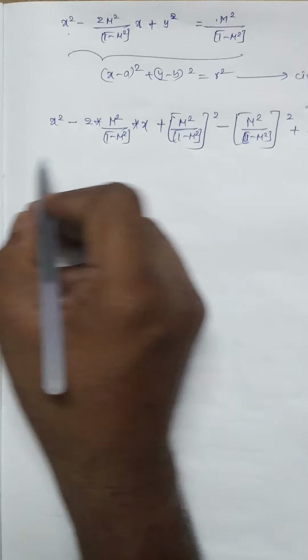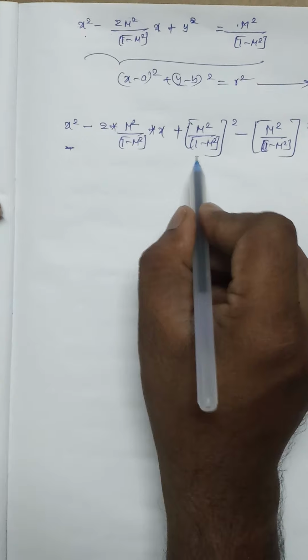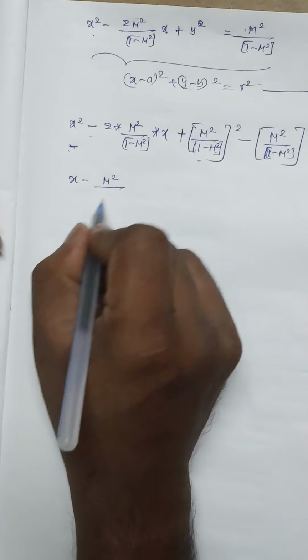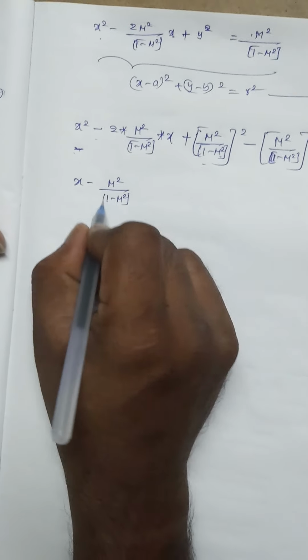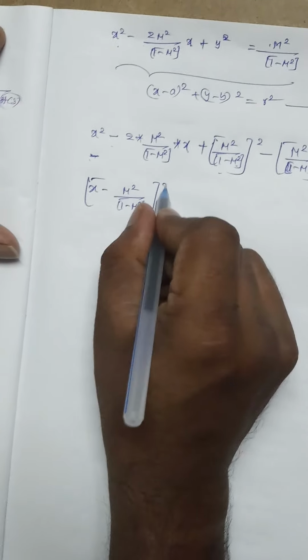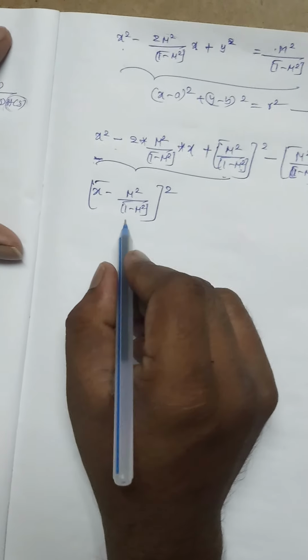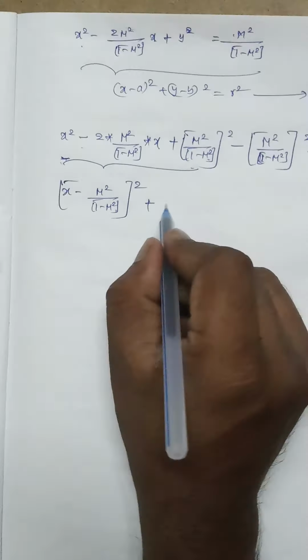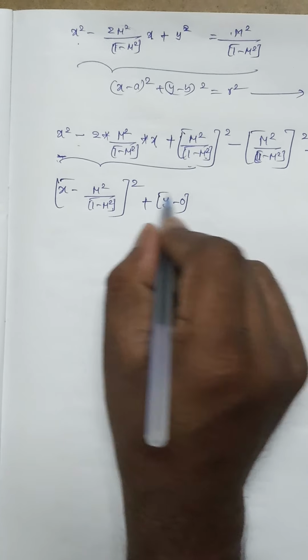Here it is x square, if you assume this one as a, x square plus a square minus 2ax. So I can read it as x minus a whole square, that is x minus m square divided by 1 minus m square, whole square. These three terms can be written like this, plus this one, y minus 0 whole square.